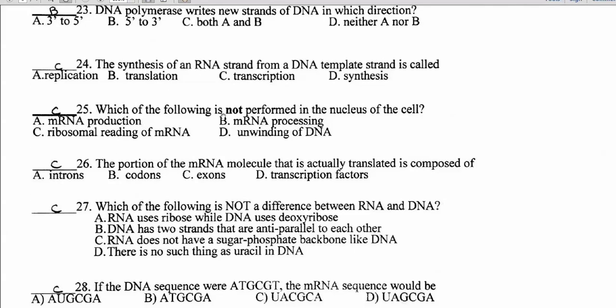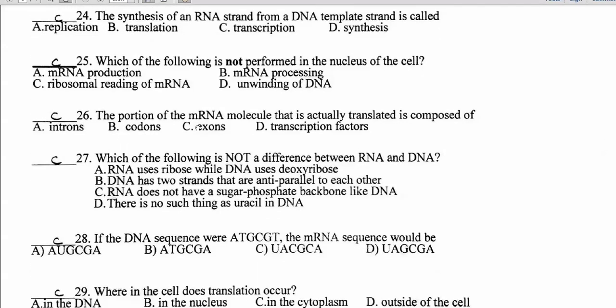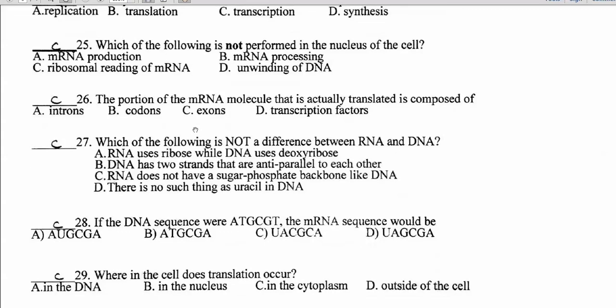25 is C. You do not have the ribosome reading the mRNA in the nucleus. You have everything else happening in the nucleus. This happens in the cytoplasm. 26, the portion of the mRNA molecule that is actually translated. So that would be C, the exons, those are what are left over.